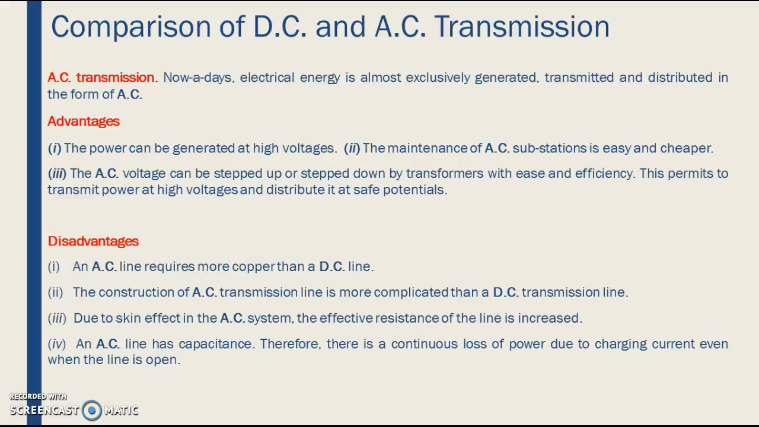So while going with AC transmission system, the disadvantages are that an AC line requires more copper conductor than a DC line. The construction of an AC transmission line is more complicated than a DC transmission line. Due to skin effect in the AC system, the effective resistance of the line is increased. An AC line has capacitance, therefore there is a continuous loss of power due to charging current even when the line is open.